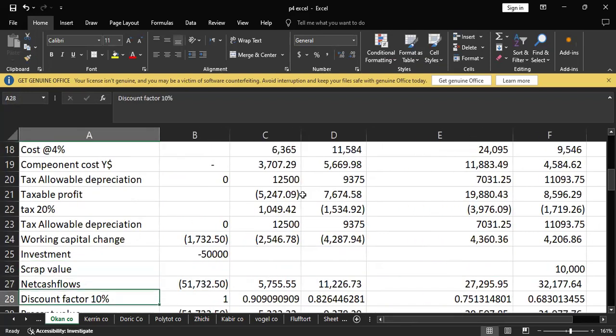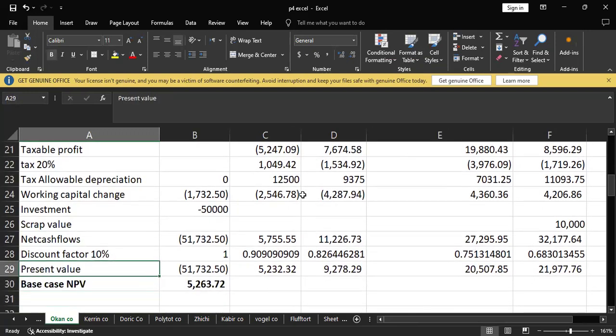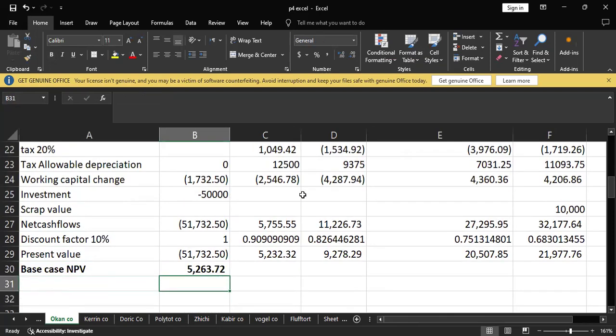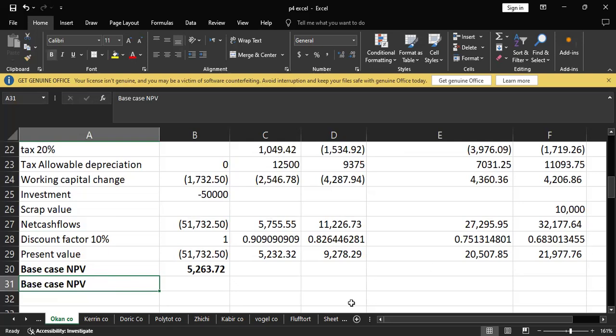Now, the discount factor of 10% was given. So this is the present value and this is the base case NPV. Now, if you want the marks for spreadsheet functionality, you have to apply it, then you will be getting the marks for the analysis and evaluation skill. Just compute here the base case NPV.